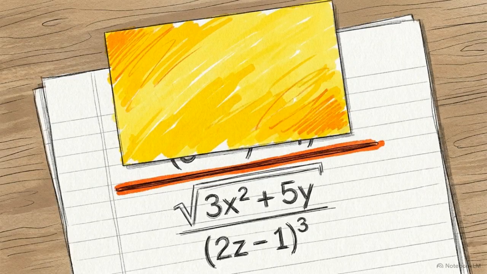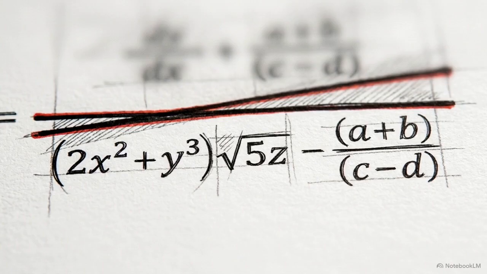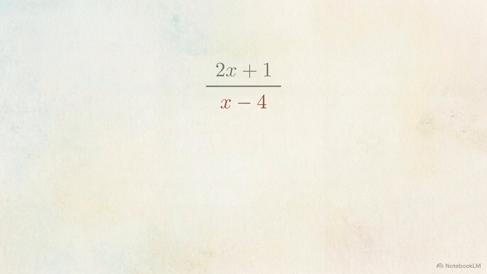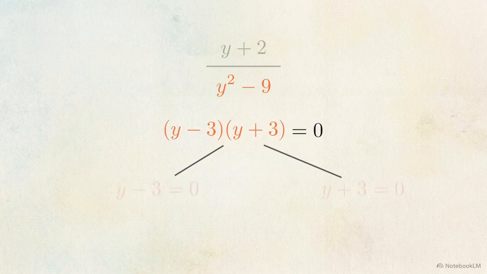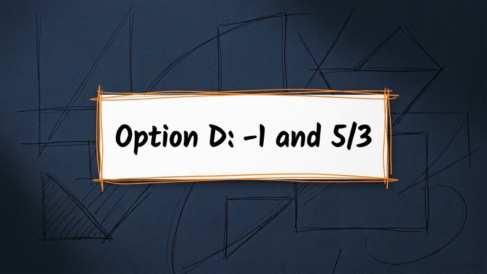Removing the top half of the fraction from your view narrows your focus directly to the only part of the equation that determines the undefined state. Let's test the rule. In this expression, we only look at x minus 4. Setting it to 0 shows us that x equals 4 is the undefined point. In this second example, setting the denominator to 0 gives us 2 values, y equals 3 and -3. For our WASSCE question, the correct choice is option D.